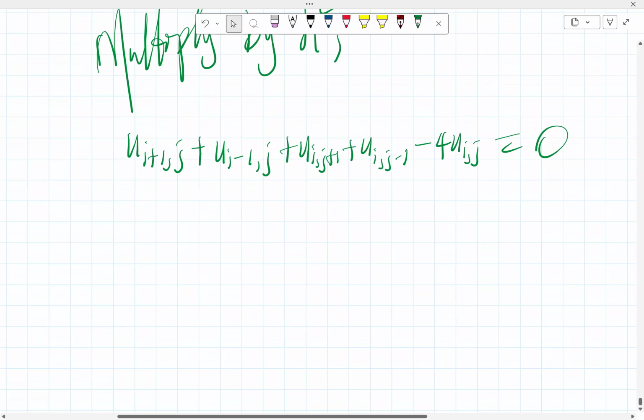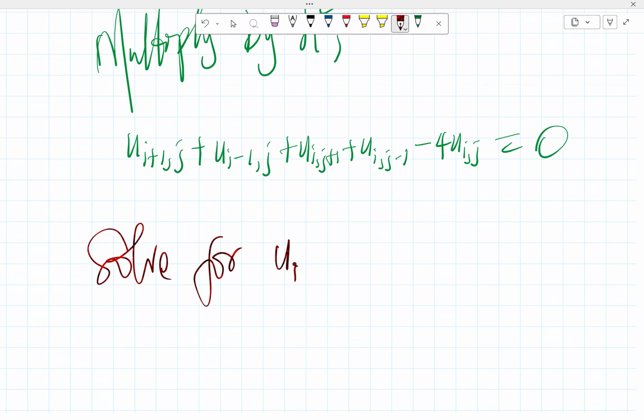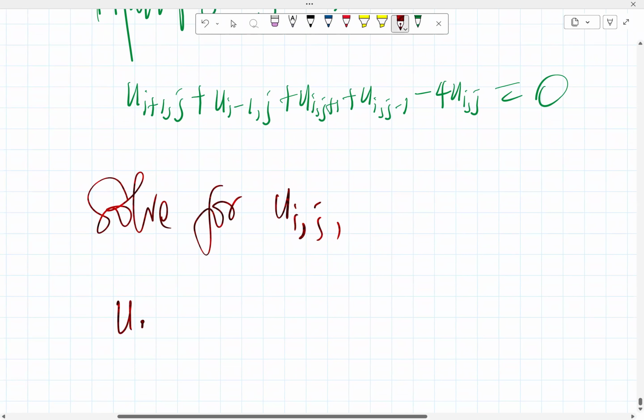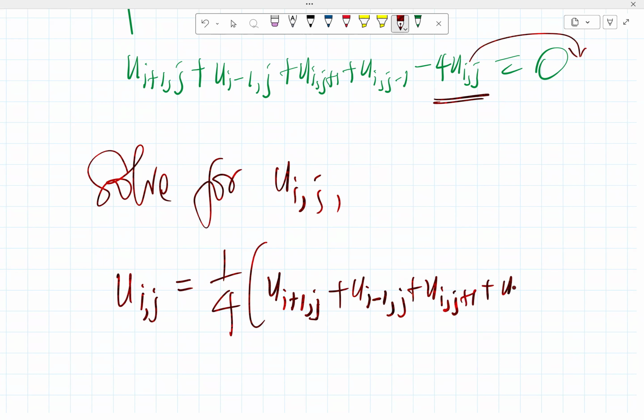Now we can solve for u(i, j). This one has 4 with it, so if you transfer it to the other side and divide through by 4, we have u(i, j) equals 1 over 4 into u(i+1, j) plus u(i-1, j) plus u(i, j+1) plus u(i, j-1). And that's what we have there.